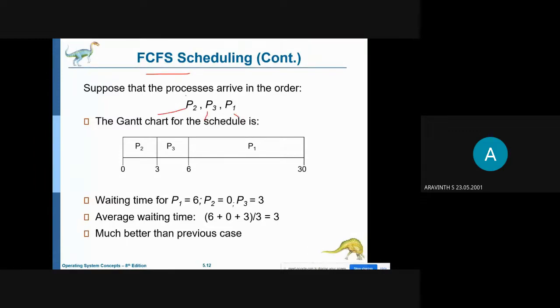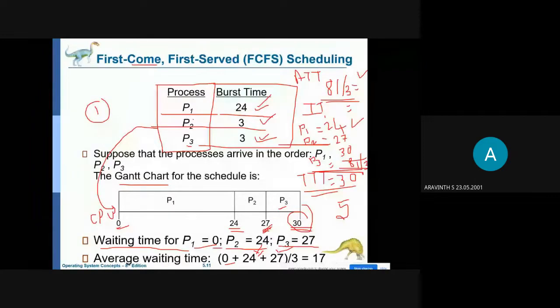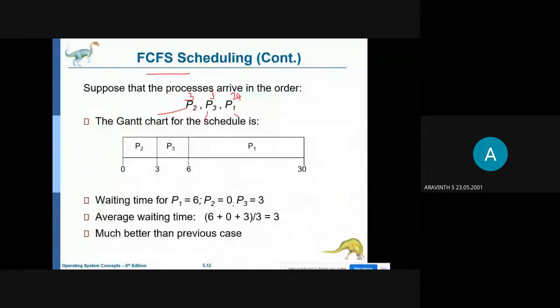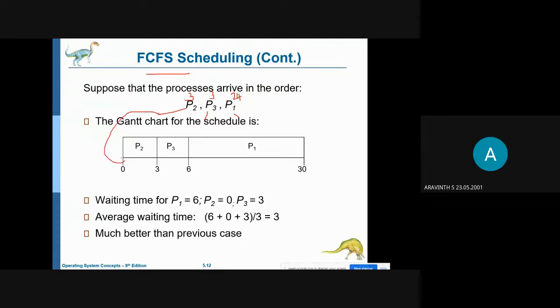Now P1's burst time is 24, and P2's and P3's burst times are 3 each. It is the same problem with P1, P2, P3, but the order of arrival is different. The order of arrival is P2 first, P3 second, and P1 last. So now you need to allocate the CPU to the process which came first. So you are allocating P2.